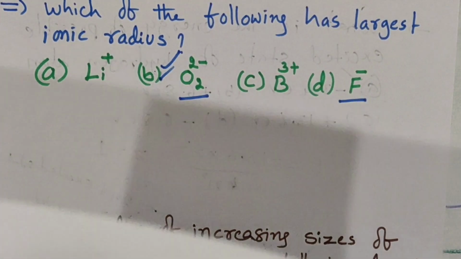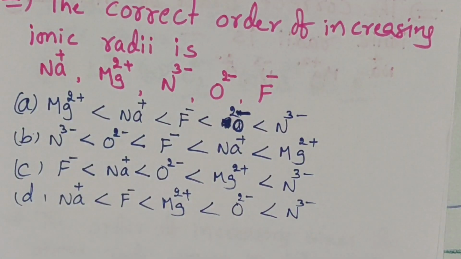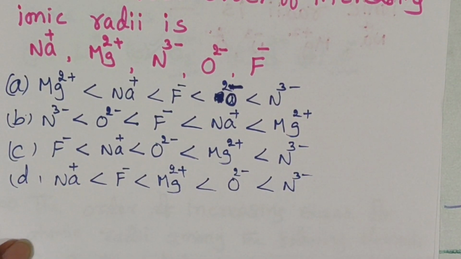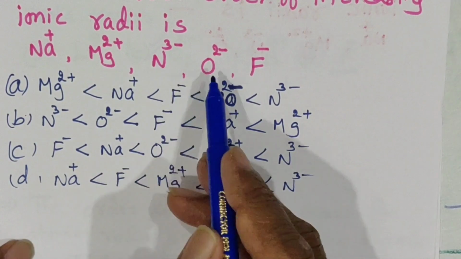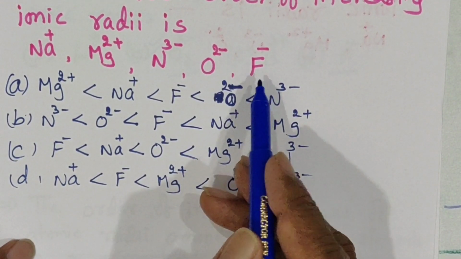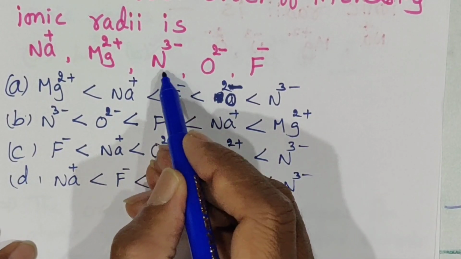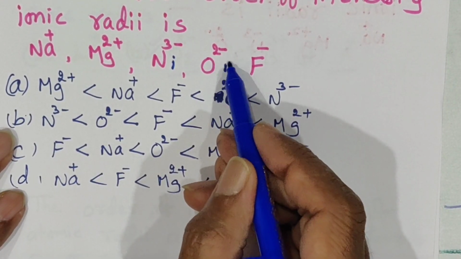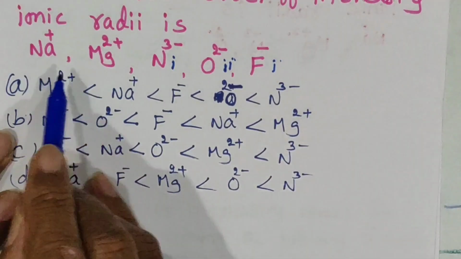Right? So I will give one more example. One more example in that. This is also very, very important. Best example. Right? Now here, the correct order of increasing ionic radii: sodium, magnesium, nitride ion, oxide ion, fluoride ion. So as the negative charge increases, size increases. So nitrogen is bigger in size. Then oxygen. Then fluorine.